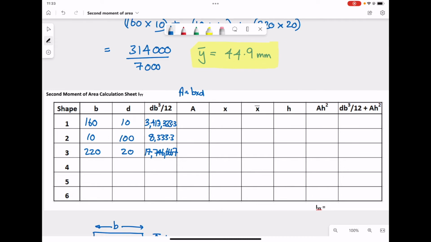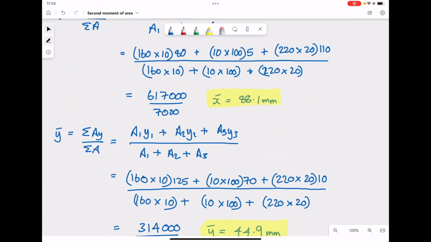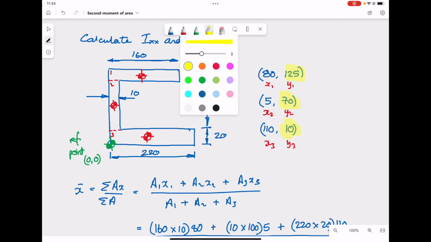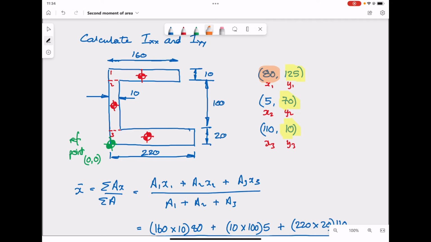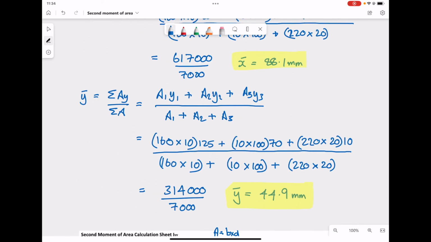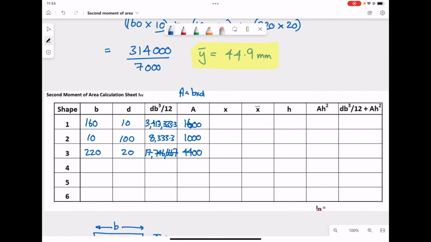Now, for the area column, multiplying B and D together. In the first row, we get 1600, 1000, 4400. In this calculation for IYY, we're going to use the X values. So back up to our diagram, and this time round the X values we use are going to be the X1 value, the X2 and the X3 values. They will go into the row corresponding to the number for the shape. So 80, 5 and 110.